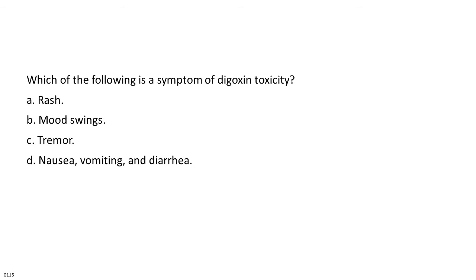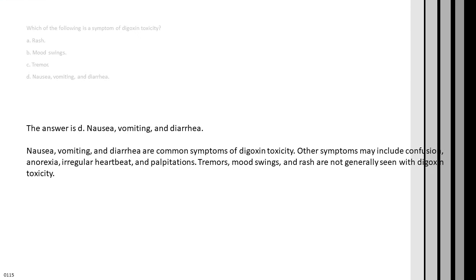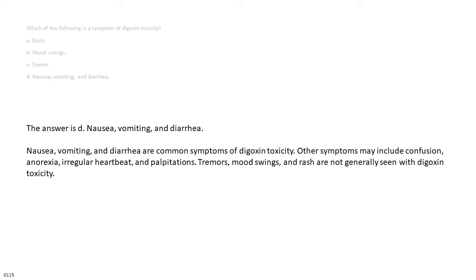Which of the following is a symptom of digoxin toxicity? A. Rash. B. Mood swings. C. Tremor. D. Nausea, vomiting, and diarrhea. The answer is D. Nausea, vomiting, and diarrhea are common symptoms of digoxin toxicity. Other symptoms may include confusion, anorexia, irregular heartbeat, and palpitations. Tremors, mood swings, and rash are not generally seen with digoxin toxicity.